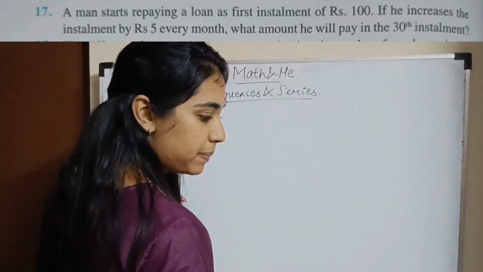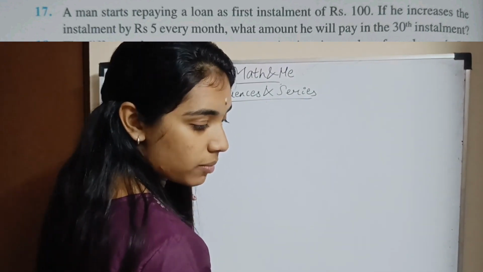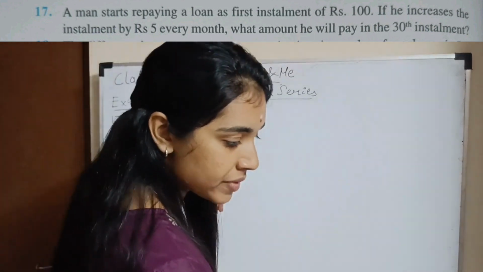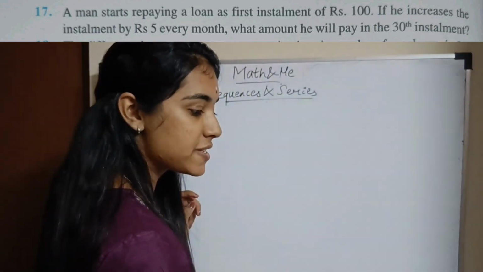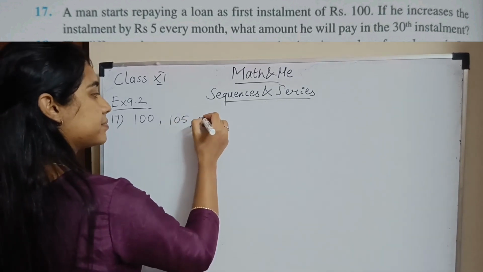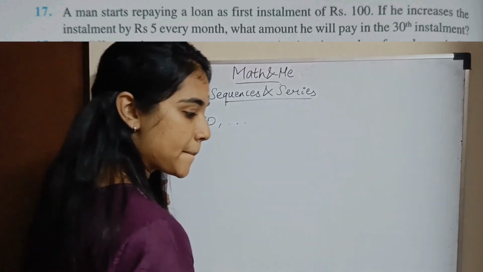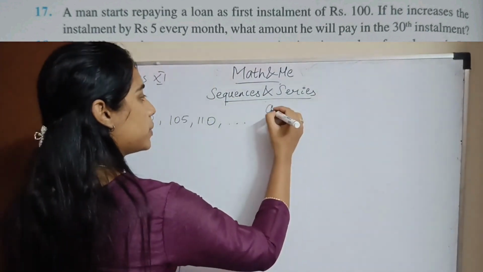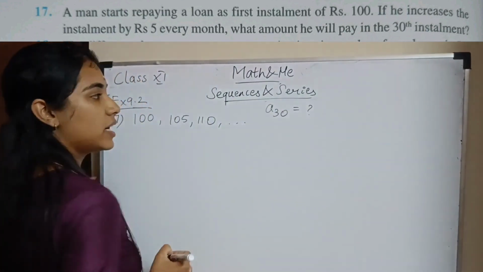A man starts repaying a loan as first installment of rupees 100. So 100 is his first installment. If he increases the installment by rupees 5 every month, so every month he's increasing it by 5 and so on, what amount will he pay in his 30th installment? So what will he pay in his 30th installment?